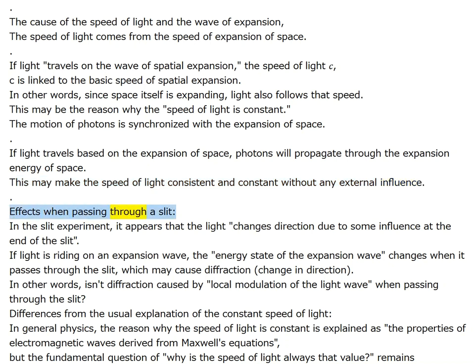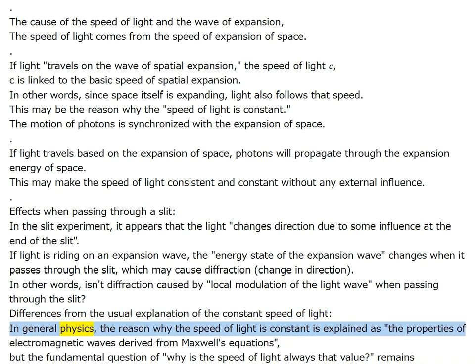Effects when passing through a slit. In the slit experiment, it appears that the light changes direction due to some influence at the end of the slit. If light is riding on an expansion wave, the energy state of the expansion wave changes when it passes through the slit, which may cause diffraction, a change in direction. In other words, isn't diffraction caused by local modulation of the light wave when passing through the slit? Differences from the usual explanation of the constant speed of light.